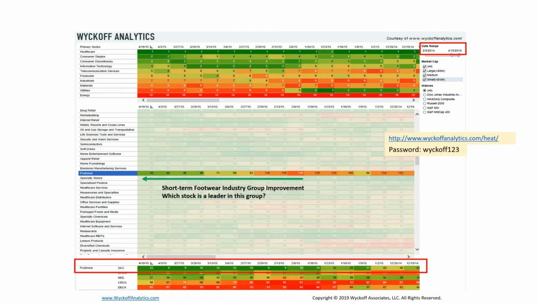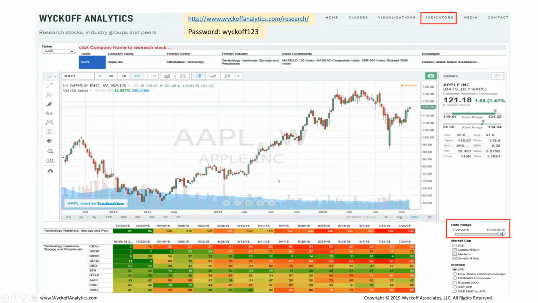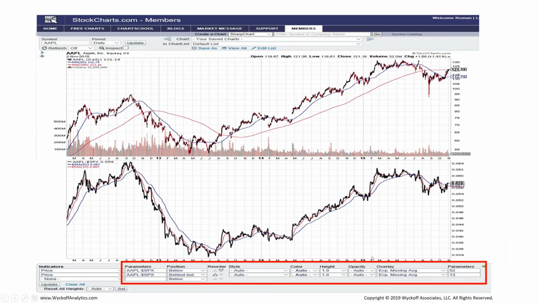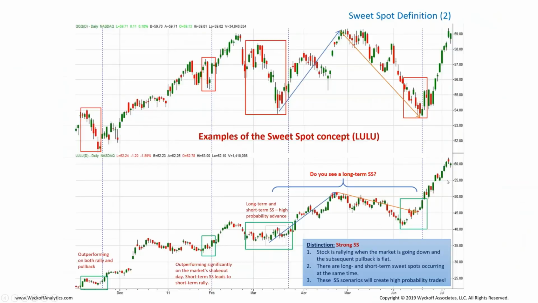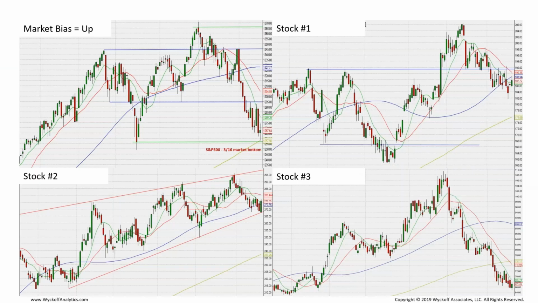I'm also showing you different tools, so I want you to get comfortable with those. So go to our website, use the password, play around with the heat map, play around with the research page, then go to stock charts, play around with the relative strength line, create one. I'm showing you how. And then do the homework. Don't forget, you have the homework. Here's the homework.